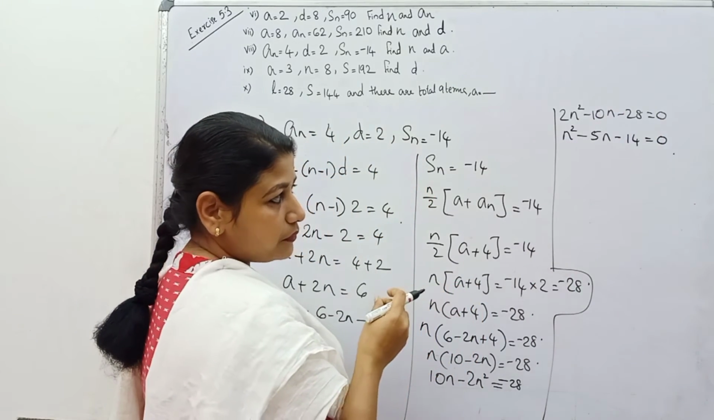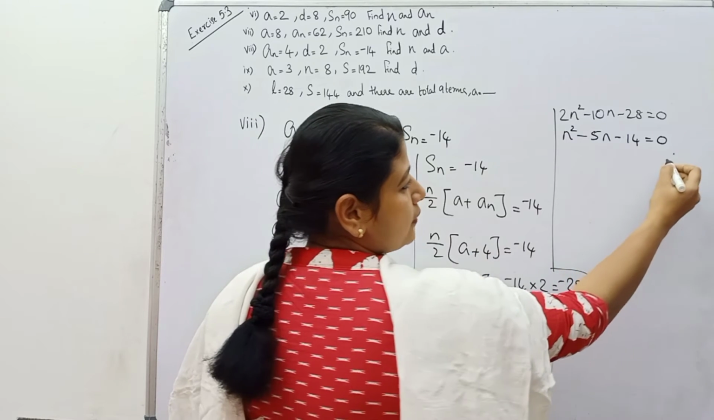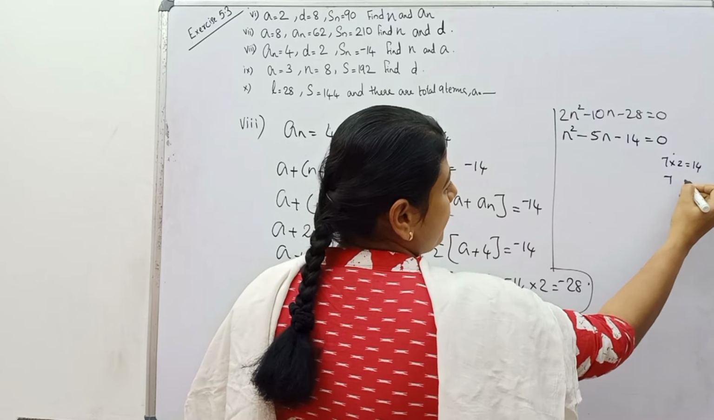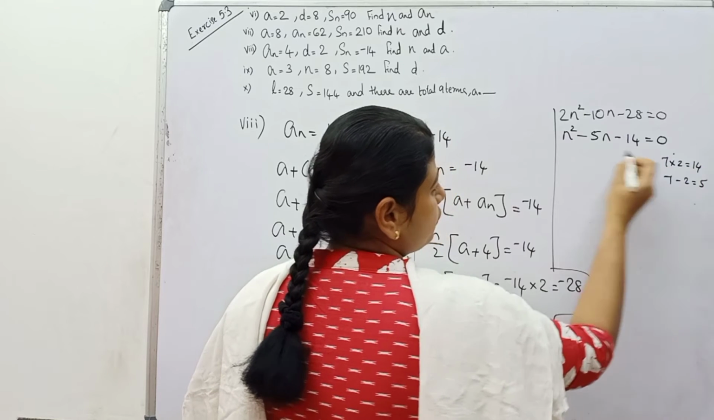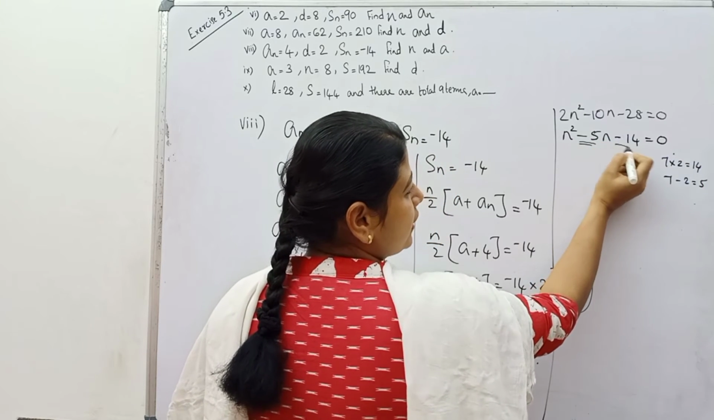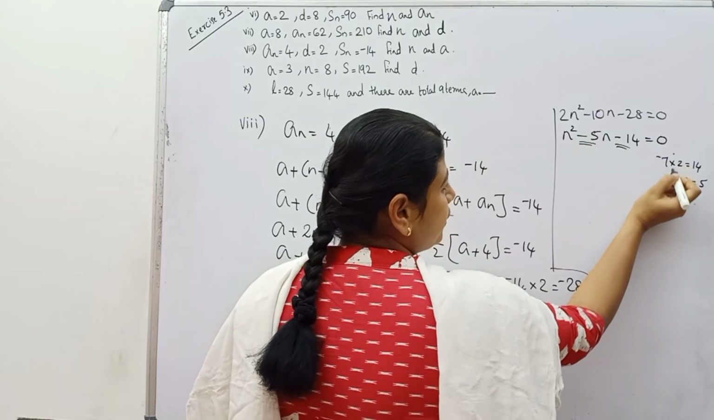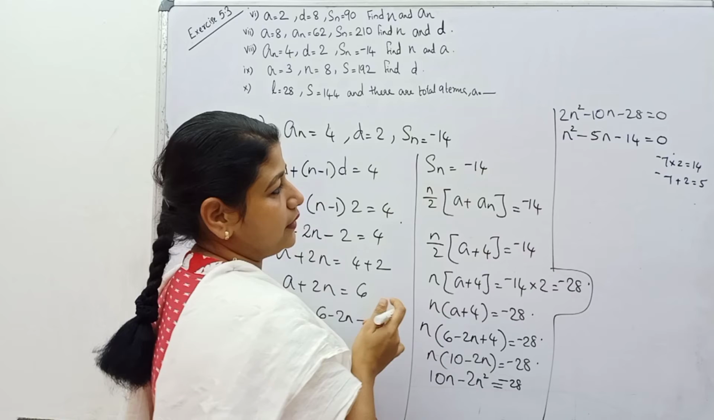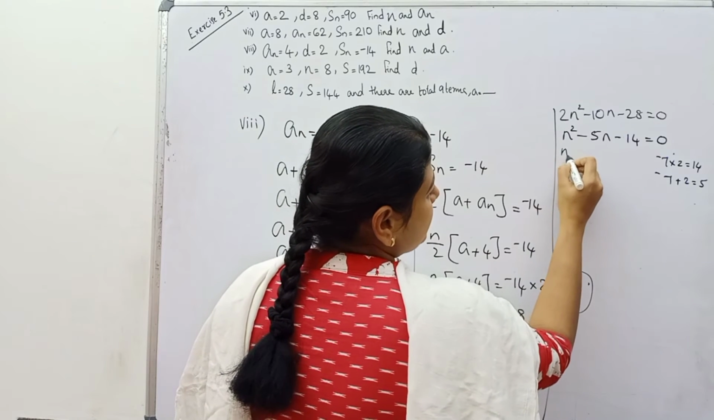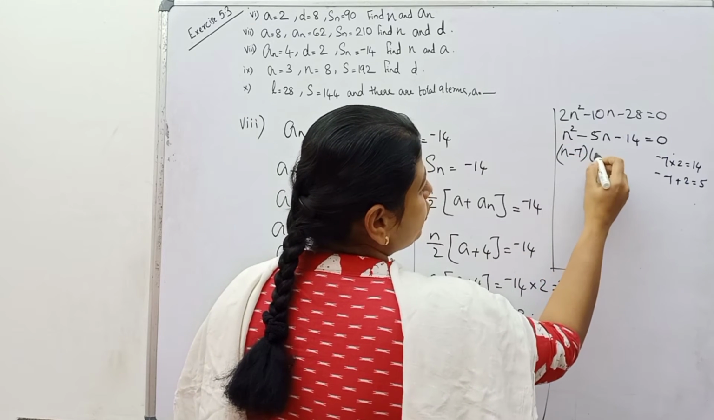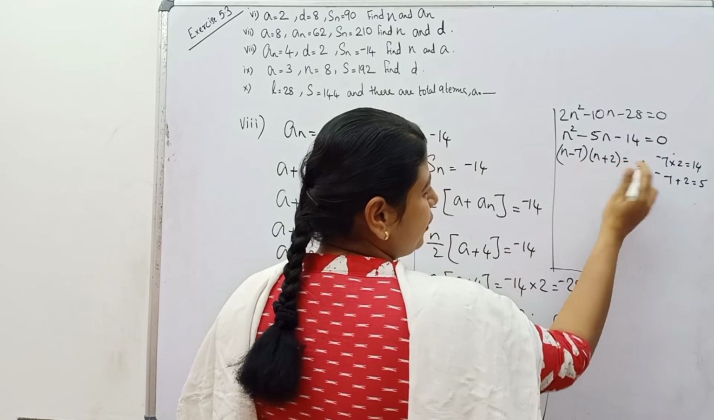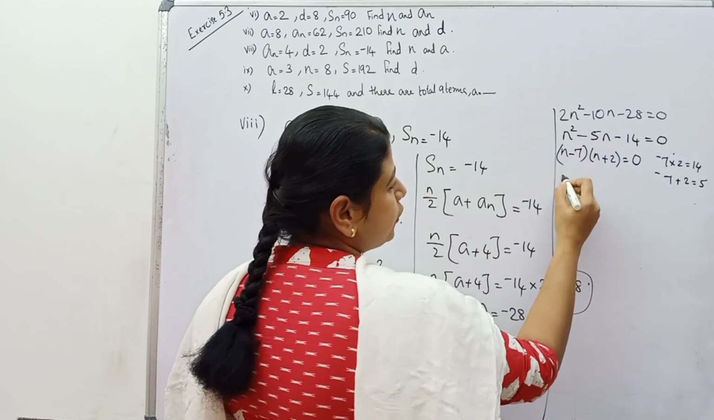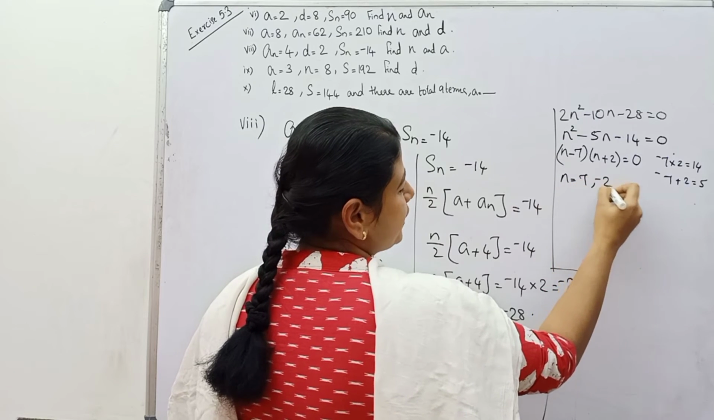We know that 7 into 2 is 14, isn't it? And 7 minus 2 is 5. We need here negative 5 and here negative 14. So we have to put the larger one as negative. So you will get negative 7 and 2 as the factors. So we will write n minus 7 into n plus 2 equal to 0. This can be factorized like this. So you will get n equal to 7 and negative 2.